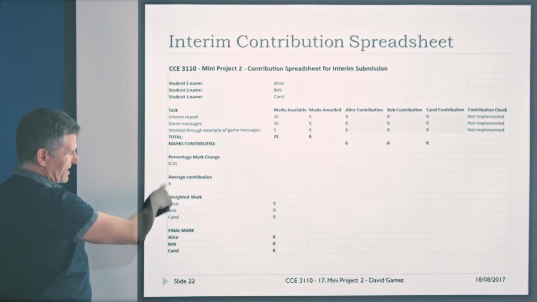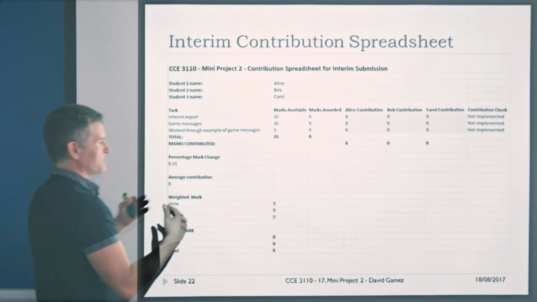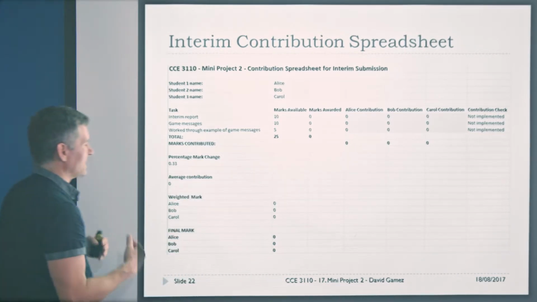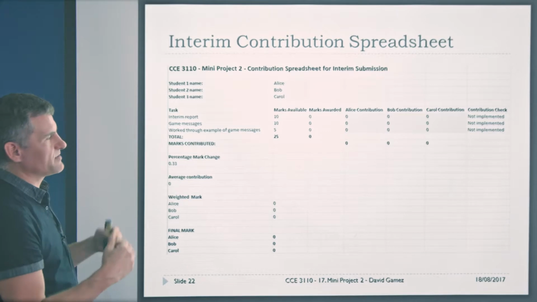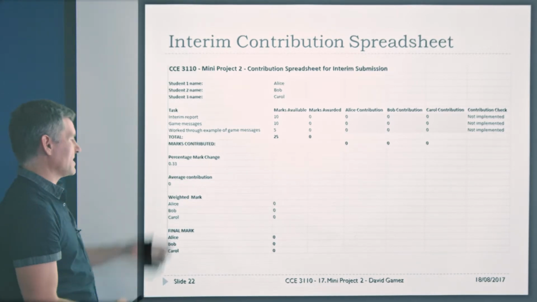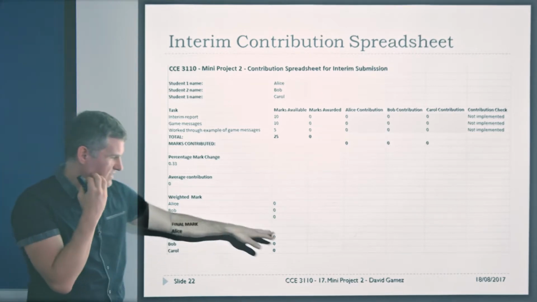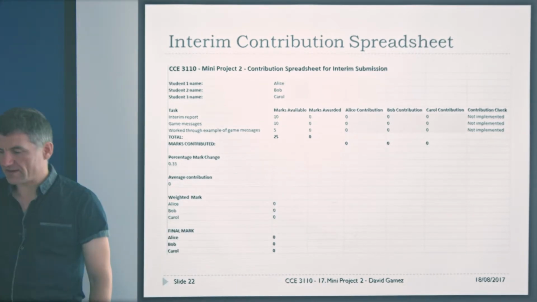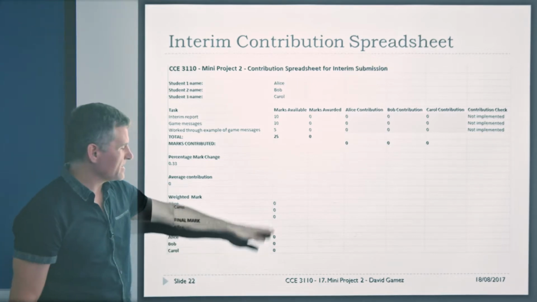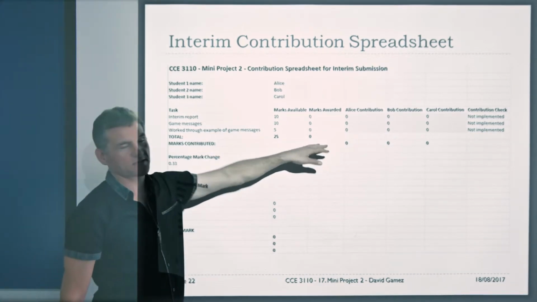So first it'll calculate the average contribution, and then it will use a contribution formula, which I'll briefly explain, to boost people who do more than average work and cut people who do less than average work. And so it'll generate a final mark here, and I'll give you a little bit of a demo of that. And this final mark will be an increased or decreased version of the mark that's awarded to the project.